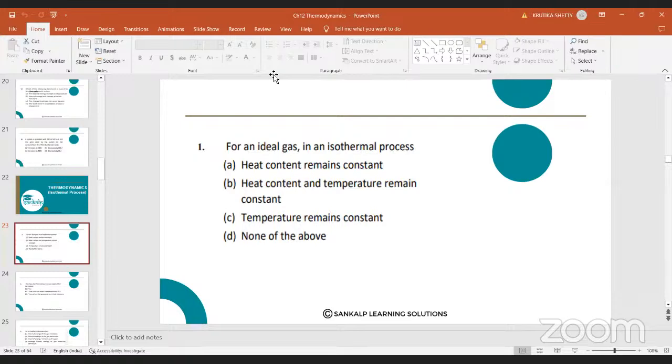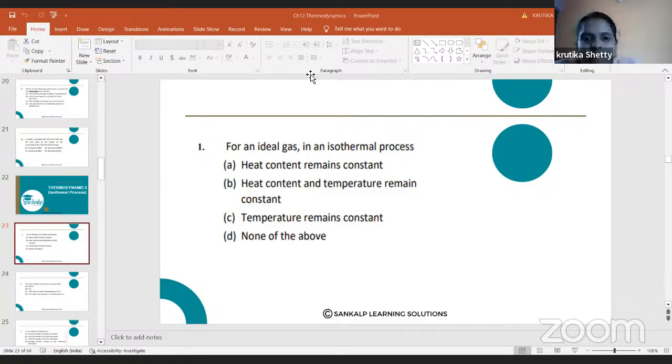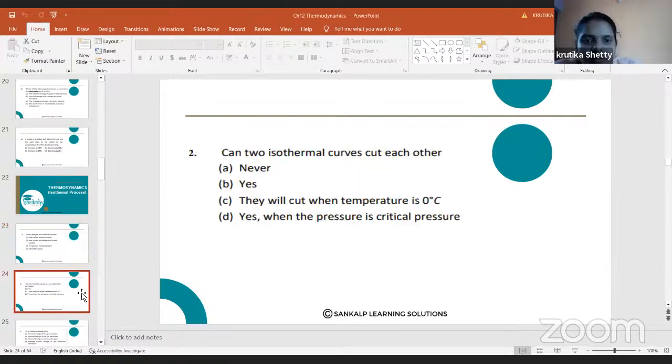Yes, it is option C. In the theory part, we have discussed this one. Very good. Then the next question is: can two isothermal curves cut each other?